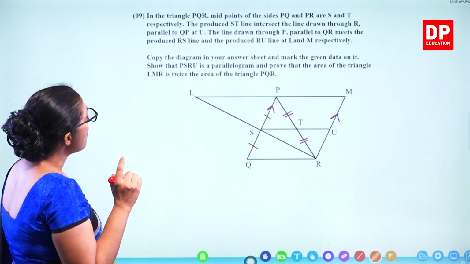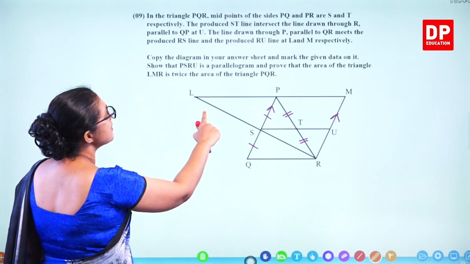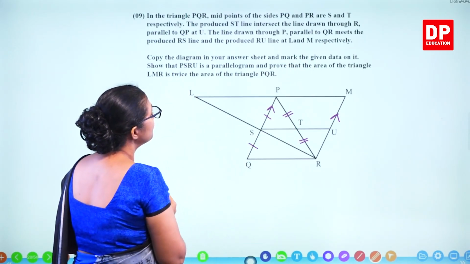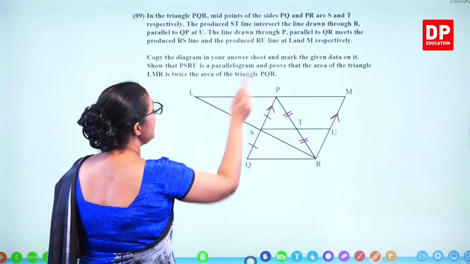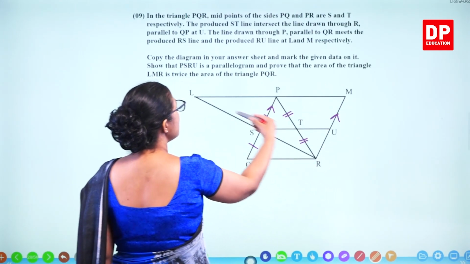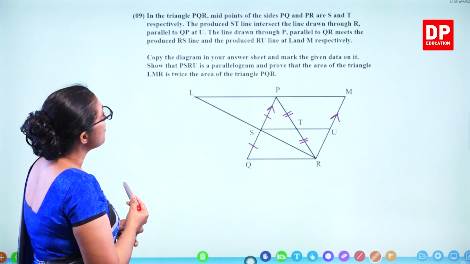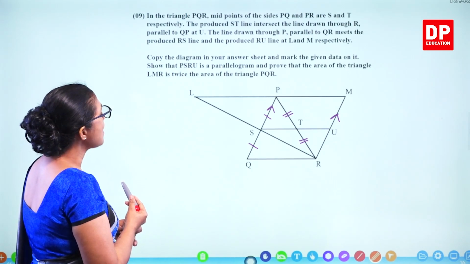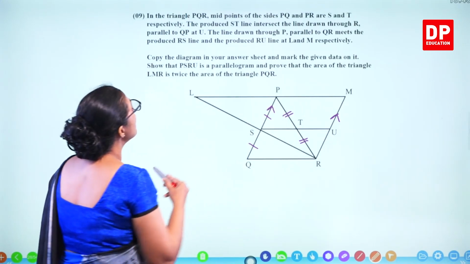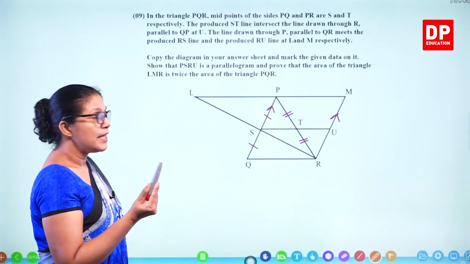And produce the RS line and the RU line at M. So where are the L and M points? These two lines intersect. Produced of this and this intersect here, L and M. Copy the diagram in your answer sheet and mark the given data on it. Show that PSRU is a parallelogram and prove that the area of the triangle LMR is twice the area of the triangle PQR.